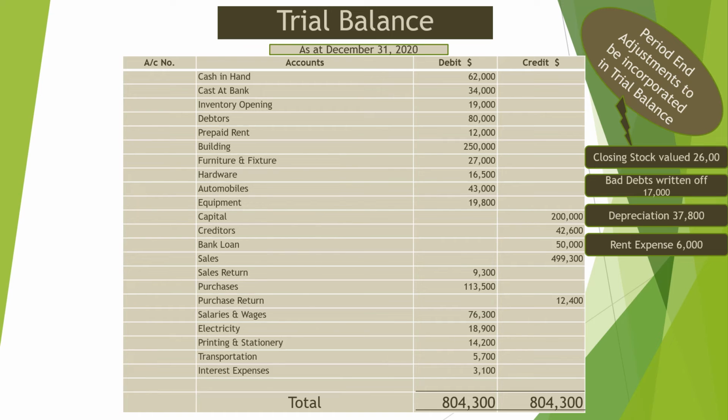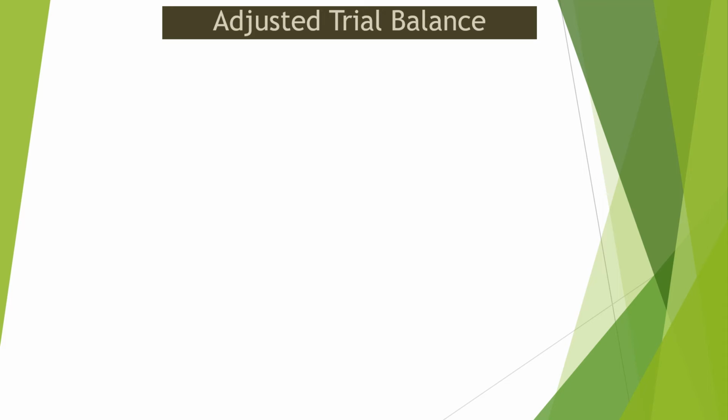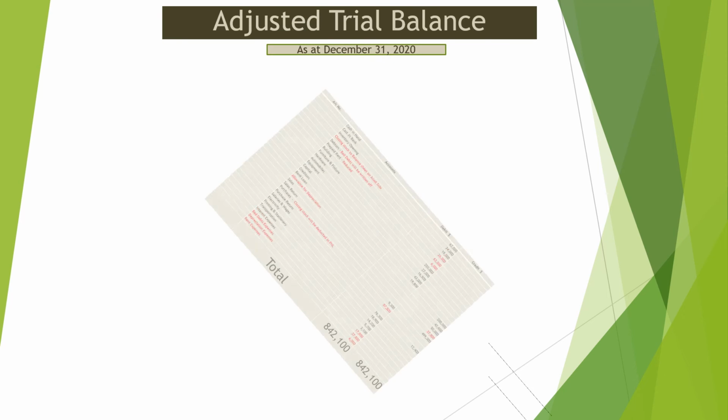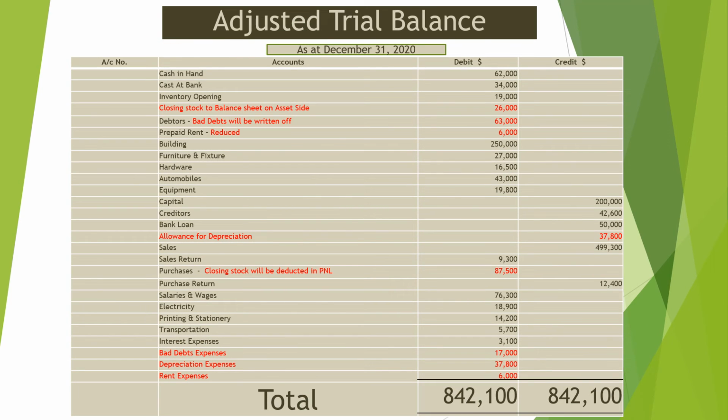We'll draw an adjusted trial balance here. Now here is the adjusted trial balance. All four adjustments have been made here. You can see now the adjustments being recorded, such as closing stock has been put on the debit side as an asset for the balance sheet, and second effect, that same will be credited in purchases in the profit and loss account.